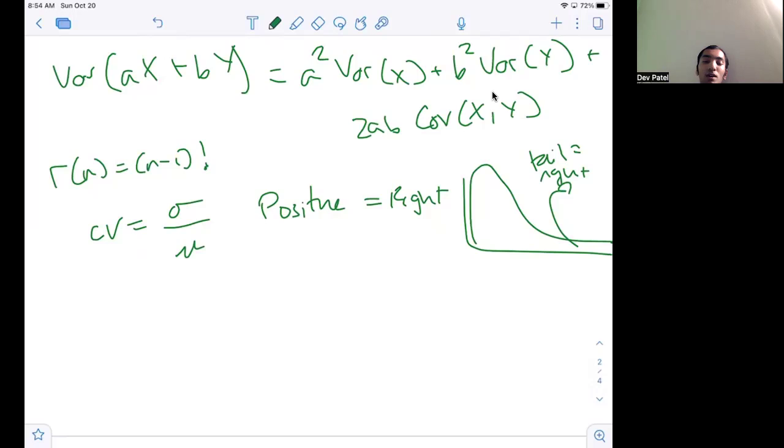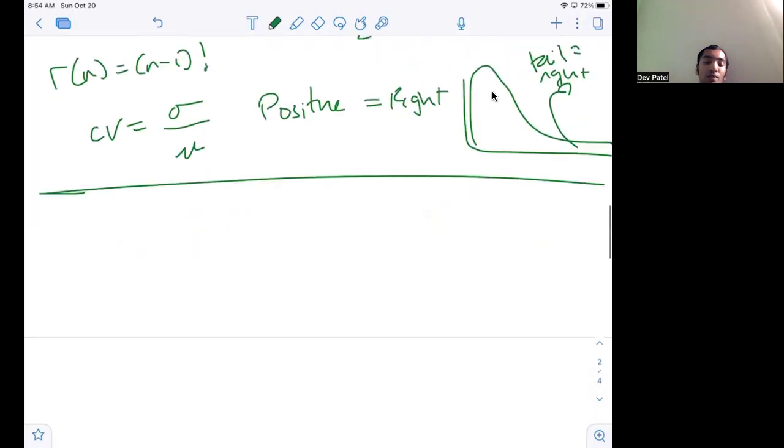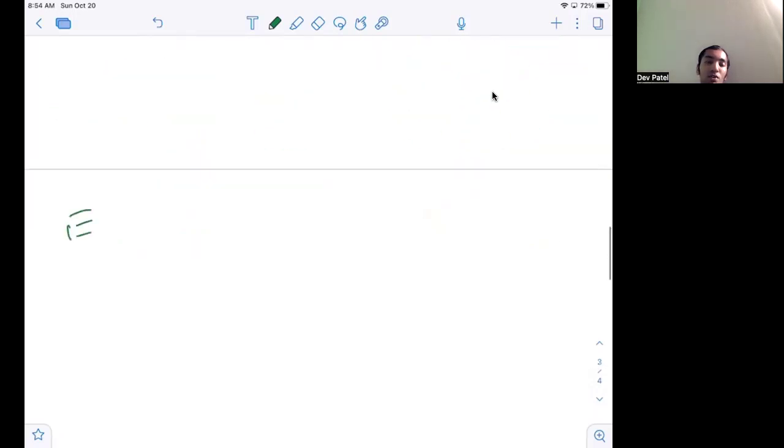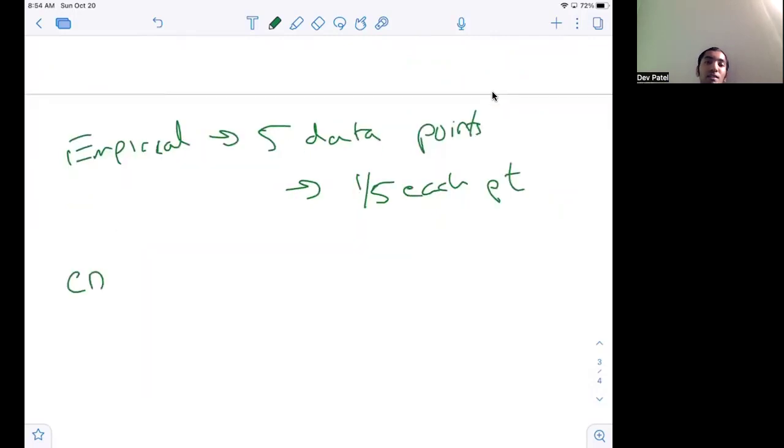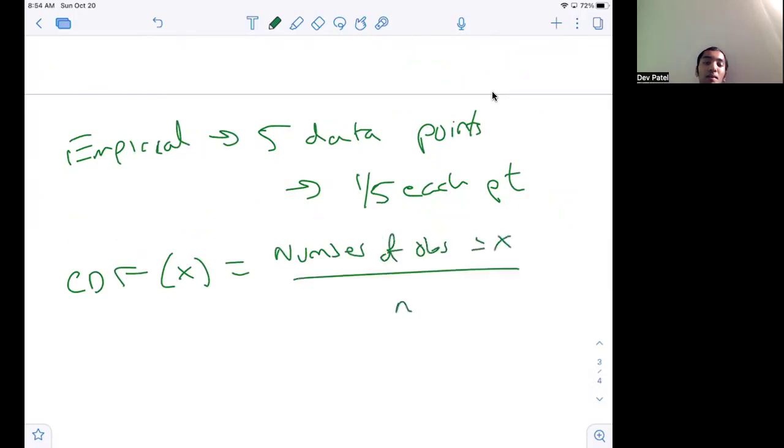Empirical distribution. So empirical distributions are if we have 5 different data points, each of those is assigned a probability of 1 over n. If we have n, in this case, 1 over 5 for each data point. That's going to be the probability distribution. Now, the CDF of this. So let's say we have the CDF of x, that's going to equal the number of observations that are less than or equal to x, over n.